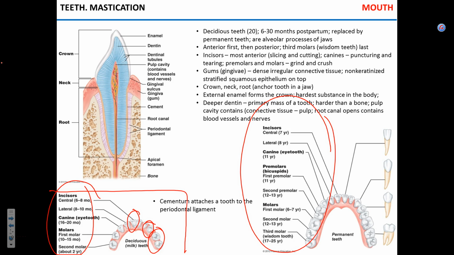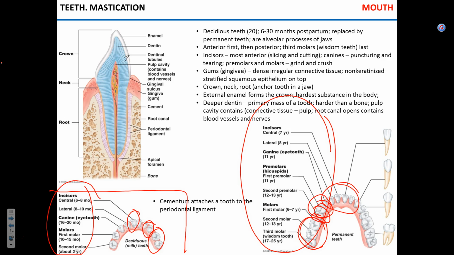So eventually, deciduous teeth are replaced by the permanent teeth. Again, incisors are the first, then canines, then premolars, and molars. So we have 4 incisors, canine, 2 premolars, and 3 molars. Function of incisors: cutting pieces of food away. Canines, tearing it apart. Canine means like from dog, okay? And premolars and molars, crushing, grinding, okay?